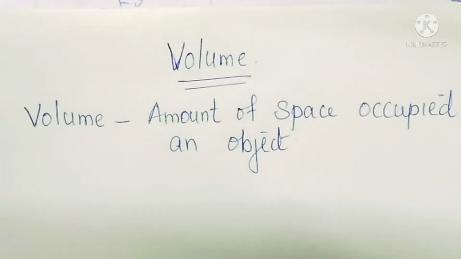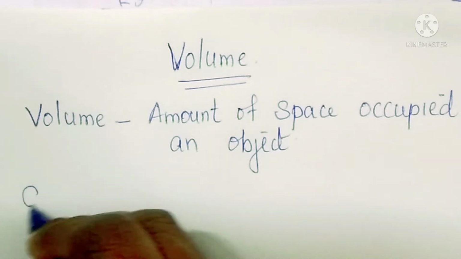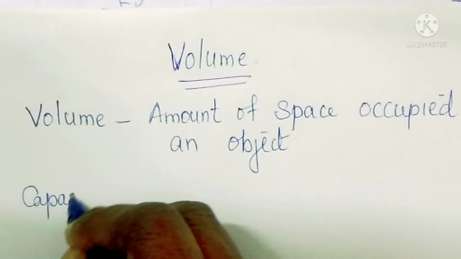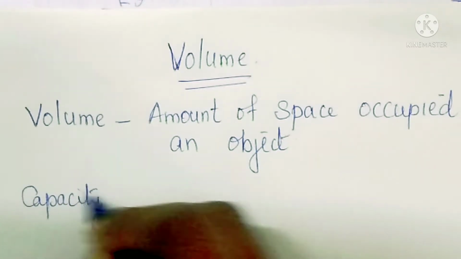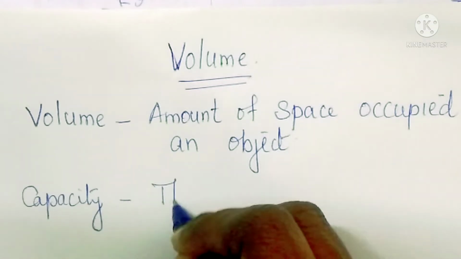Now whenever we discuss volume, we also discuss capacity. What do you mean by capacity? See, most of the time when you buy things, it will be written on them how much they contain. The quantity that a container can hold is called its capacity. So what is capacity? Capacity is the quantity.